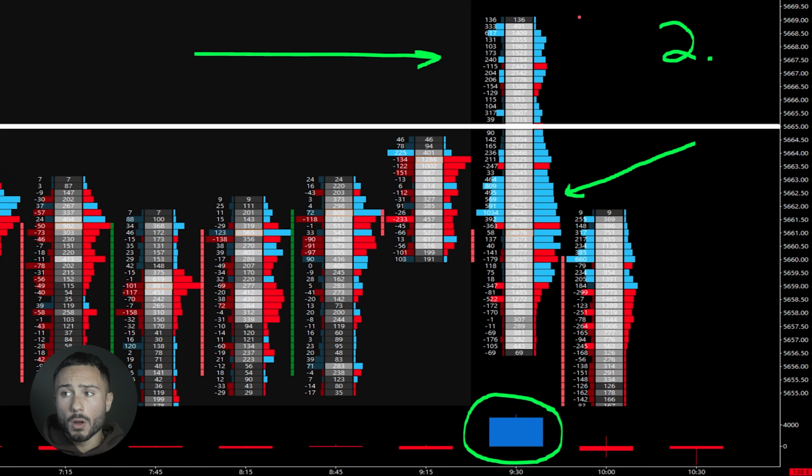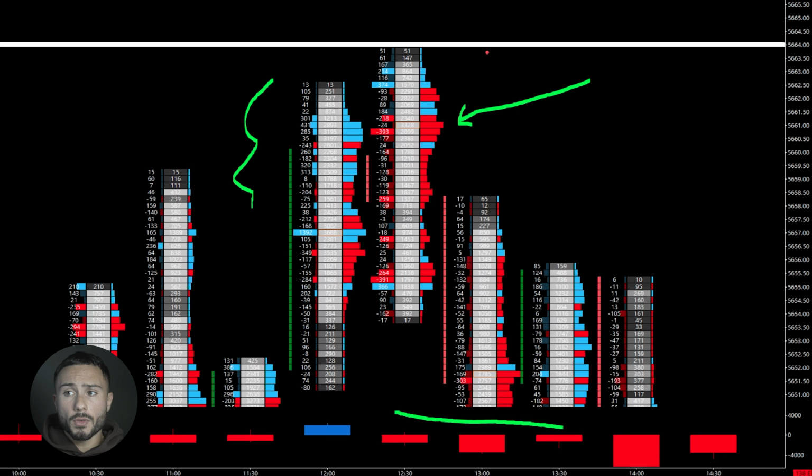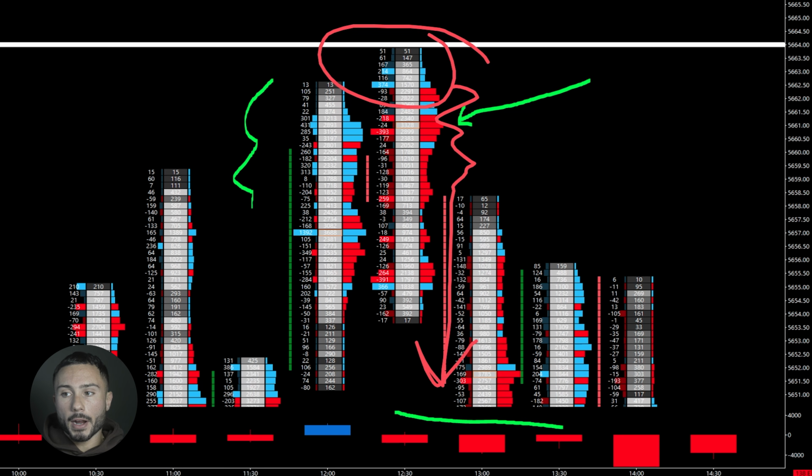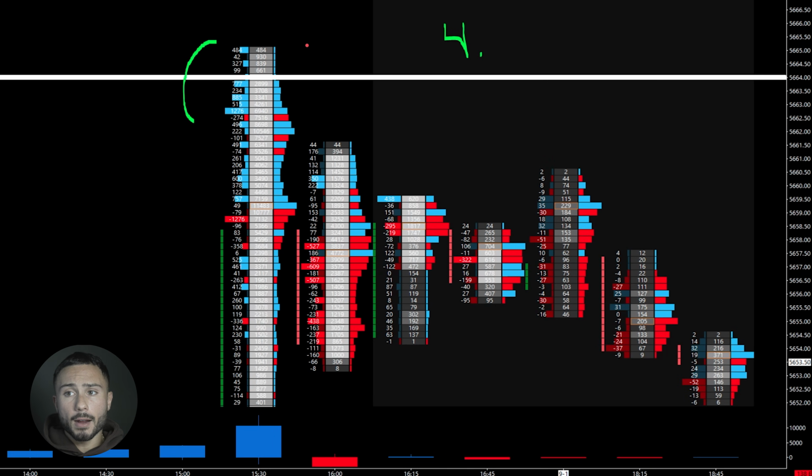Same thing, point number two. All this blue, all this aggressive buying, the market sells off. Point number three, all this aggressive buying, and now the red steps in, and the selling comes in, and the market drops because of that. Same thing here. Point number four, all this aggressive buying coming into the market above a resistance level.